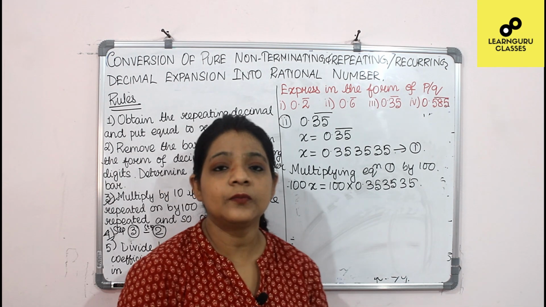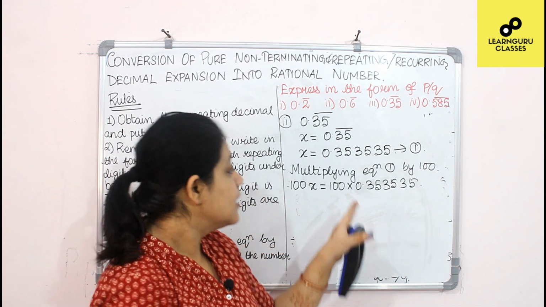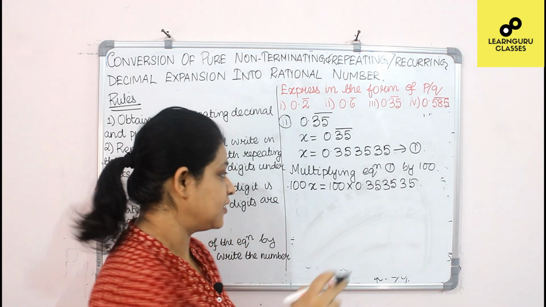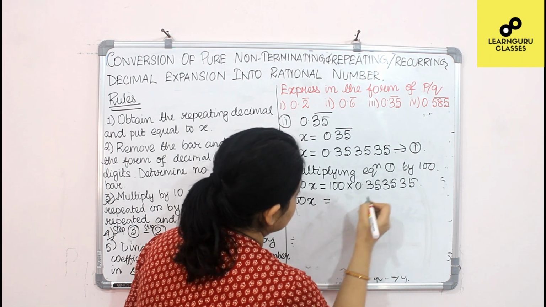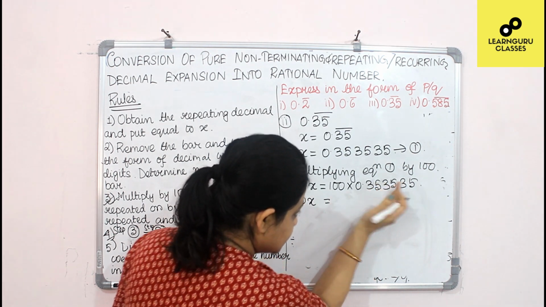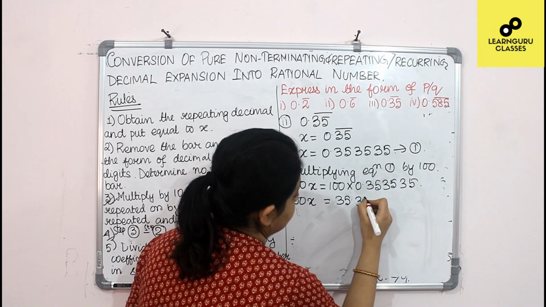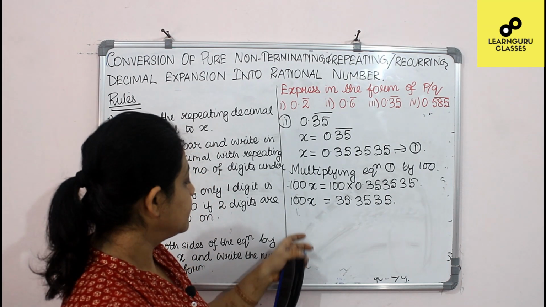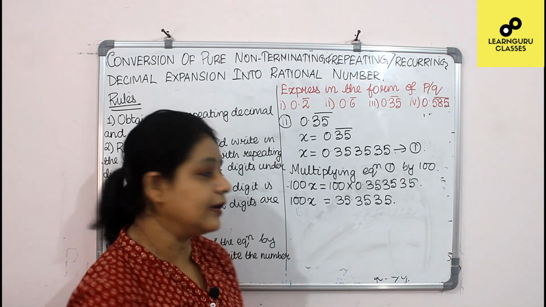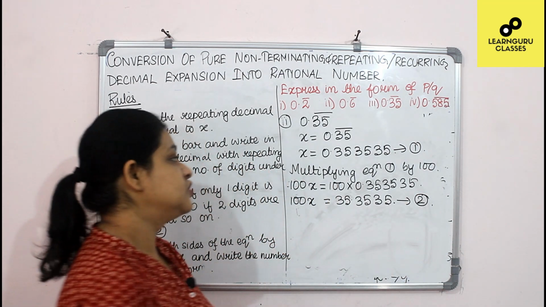Now what will happen? How many digits will be shifted before the decimal? Here 2 digits will be shifted. So 100x equal to 35.3535. Understood? Up to this, is it clear? So let us give this equation as 2.